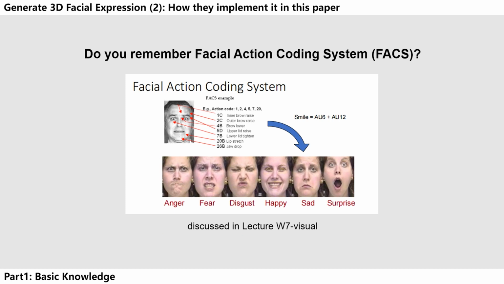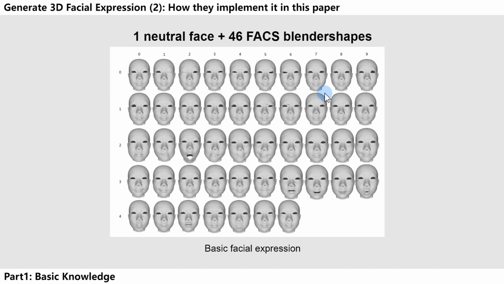However, the authors of this paper choose a different way to predict the 3D facial expressions. I want to remind you that we learned the facial action coding system in our class. The main idea of this system is to choose 46 different facial actions. Similarly, in this paper, the authors chose one neutral face and 46 different facial expressions. And those 47 facial expressions are the basic facial expressions.